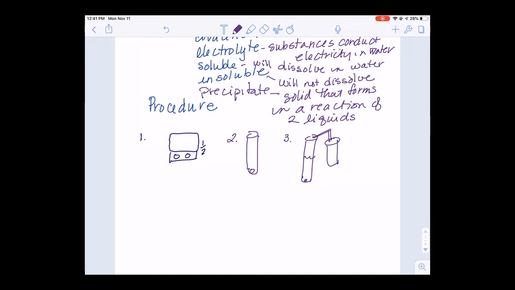And it says to stopper. I don't have stoppers, so we'll just use aluminum foil to cover the end and shake it up. Step 5, if the solid dissolves, then we're going to pour that into a 50 milliliter beaker.